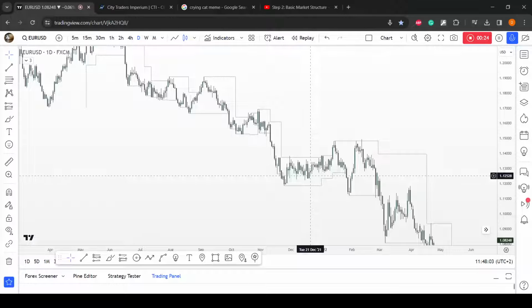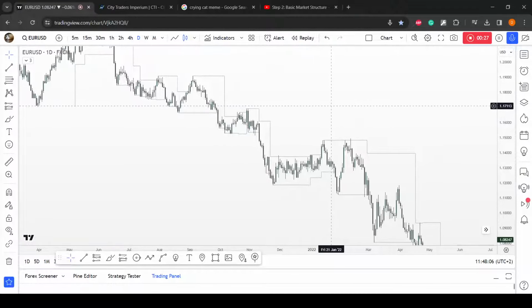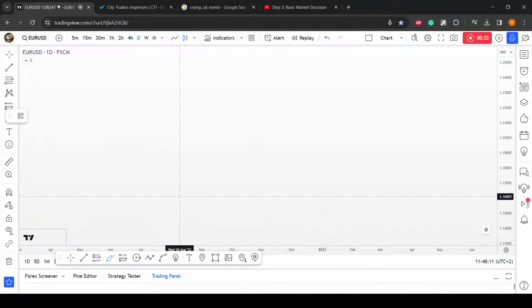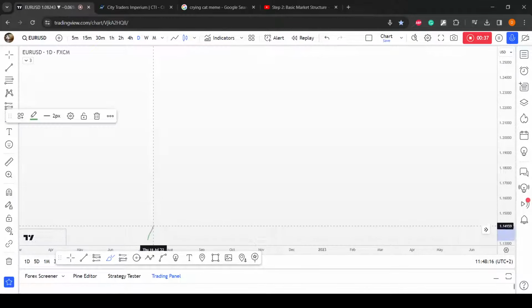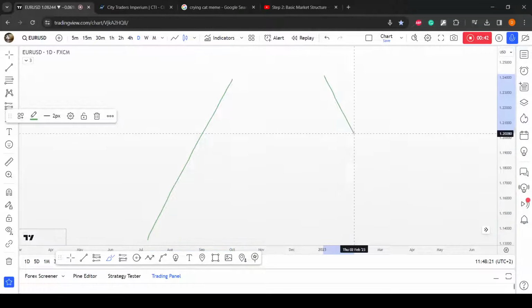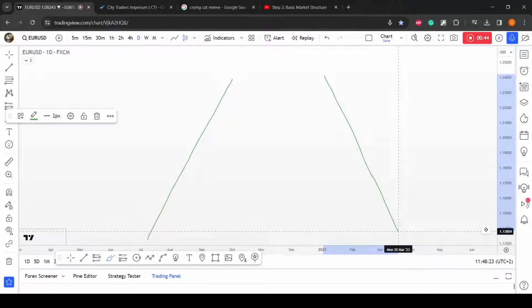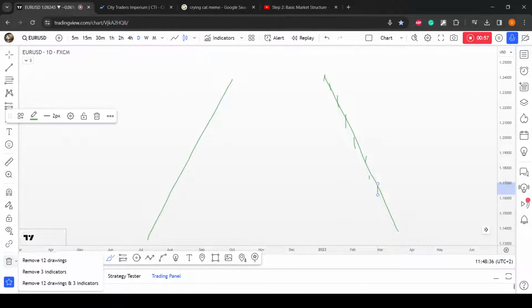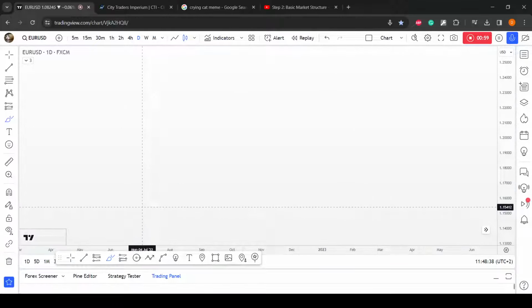So what is market structure in its simplest form? At the beginning, imagine that the markets had only one time frame and only one direction. So it was going only up or only down in one continuous impulse. Maybe we have some candles here, but it's just moving like this. So we understand that there is no market structure here. It's just one move.